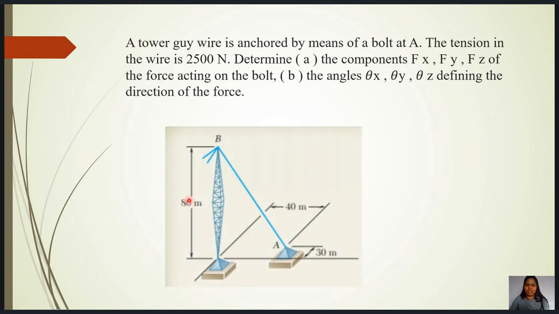This is the diagram for the given numerical. This is one tower which is held with the help of this wire which is anchored at this point A. And the tension in this wire is already given, which is 2500 Newton. We have to determine the components of this force in the cable AB along X, Y and Z. And also we have to find out theta x, theta y, theta z of that force.